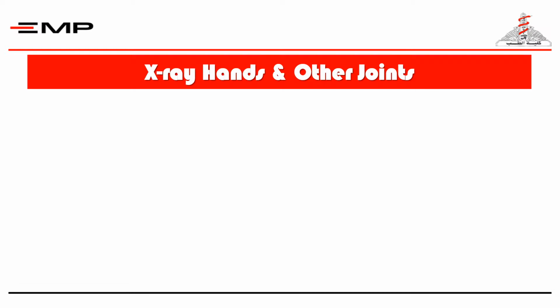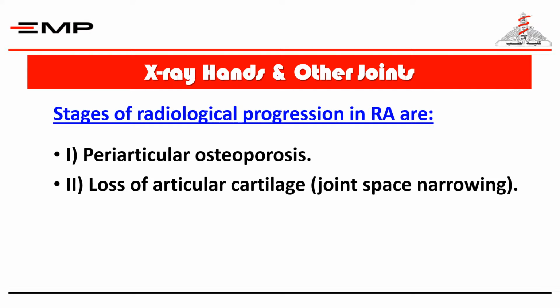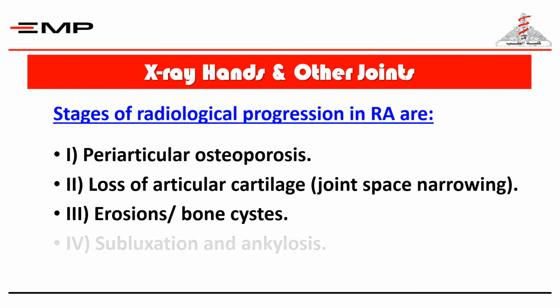X-rays of the hand and other joints. Usually, we ask for X-ray of posterior anterior view of both hands, and it changes with progression of the disease. First, there will be periarticular osteoporosis, then loss of articular cartilage with joint space narrowing. In the next phase, there will be erosions and or bone cysts, and finally there will be subluxation.